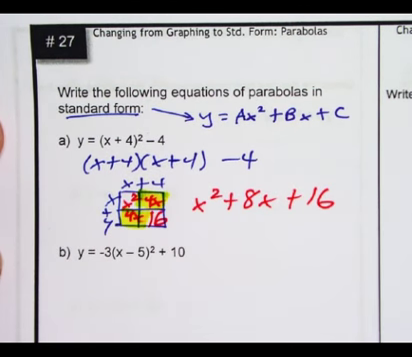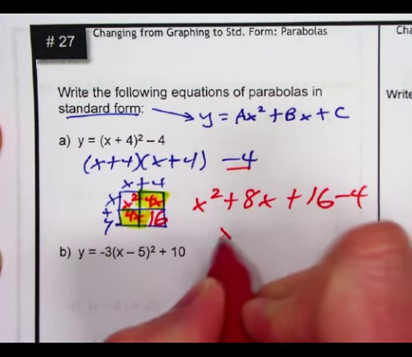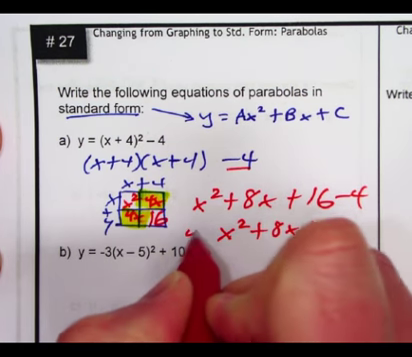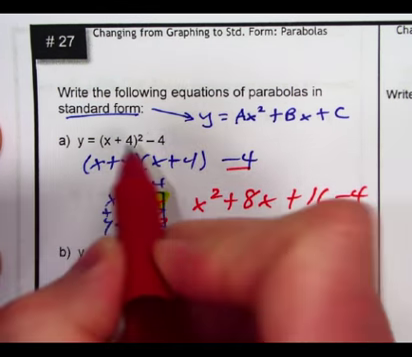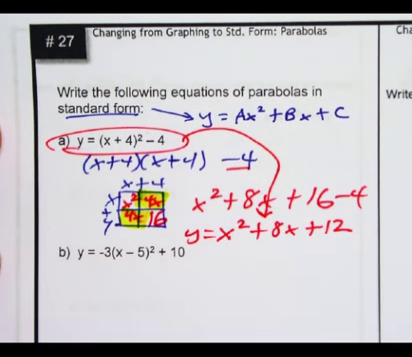4x plus 4x makes 8x, and then I've got that, and I still got this minus 4 that I need to keep track of, so the equation would then be x squared plus 8x plus 12, and that's the standard form for this graphing form. I've now switched it into that.